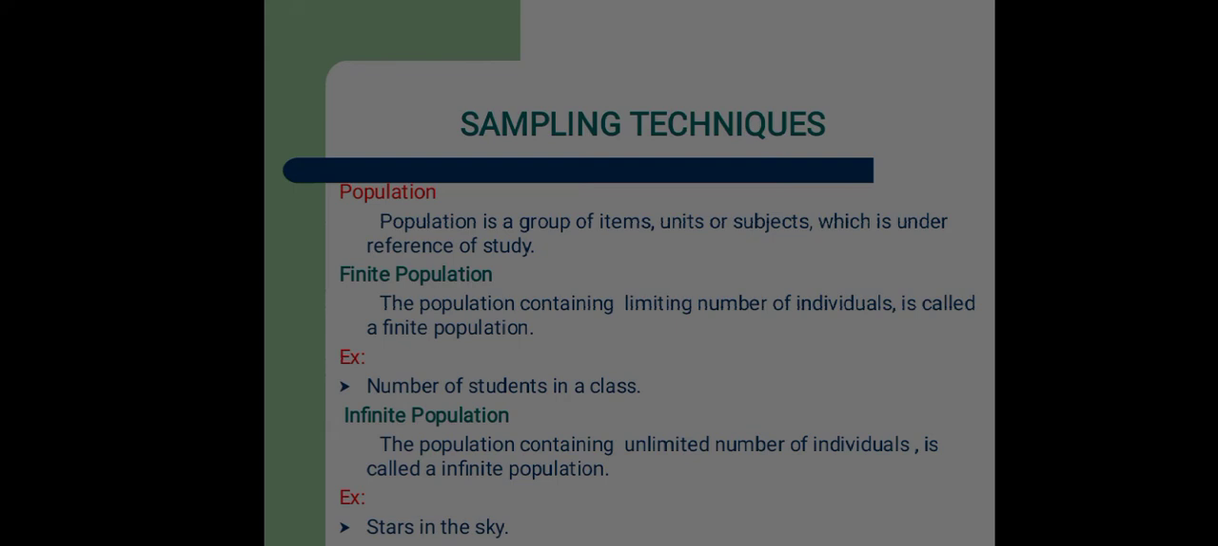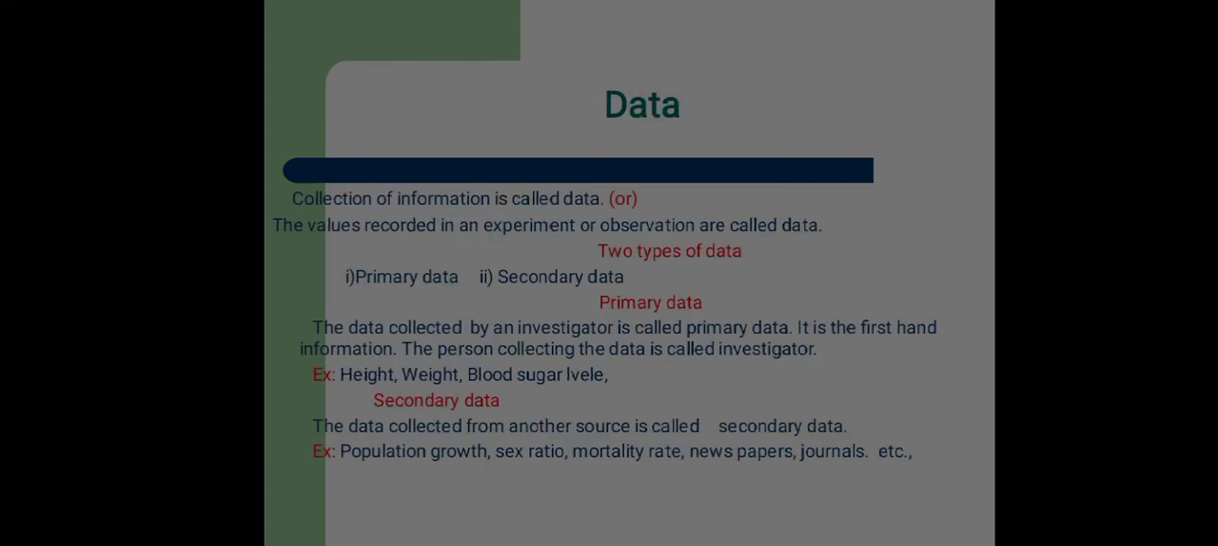Infinite population: a population containing an unlimited number of individuals is called an infinite population. Example: stars in the sky. Data: the collection of information is called data. The values recorded in an experiment or observation are called data.